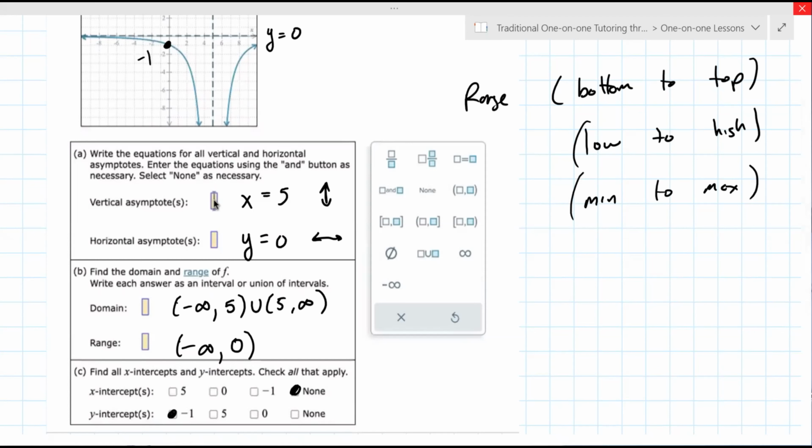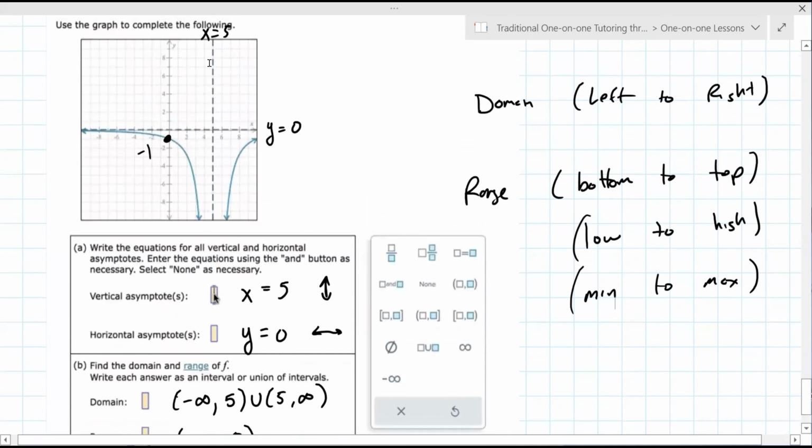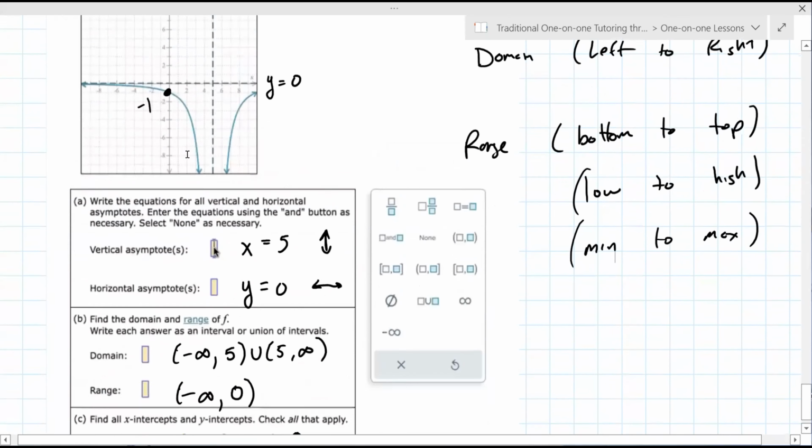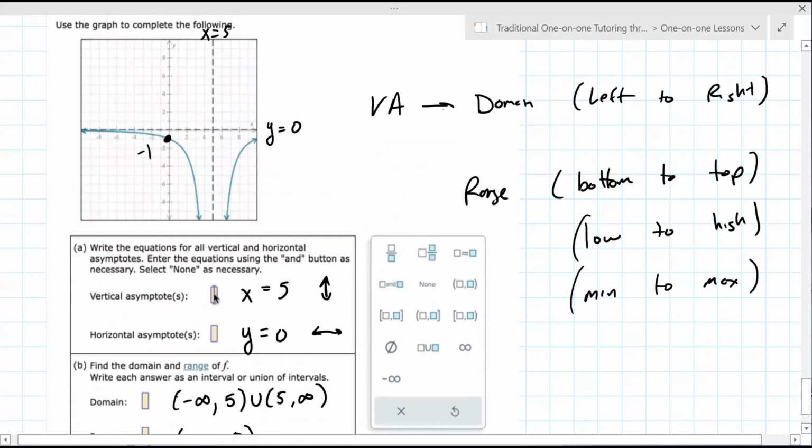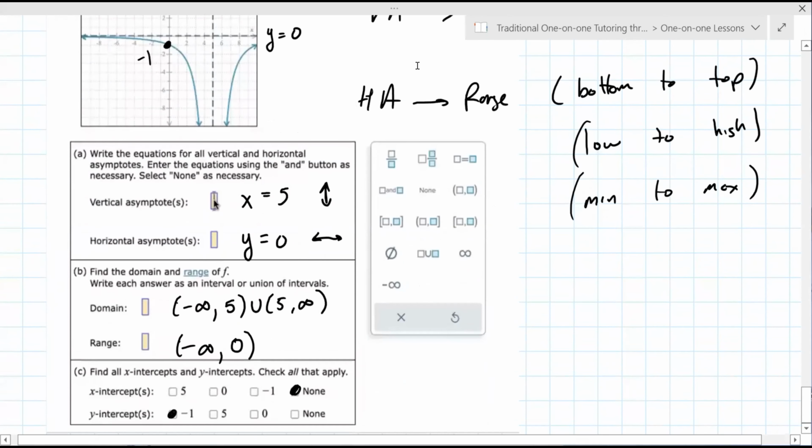And wait, I'm trying to find where it says 5. For the domain, you have to type that number. Oh, because of the vertical asymptote. Okay. So vertical asymptotes are associated with domain, and then the horizontal asymptotes are associated with range. Okay, gotcha. Let me know when you get all this entered.